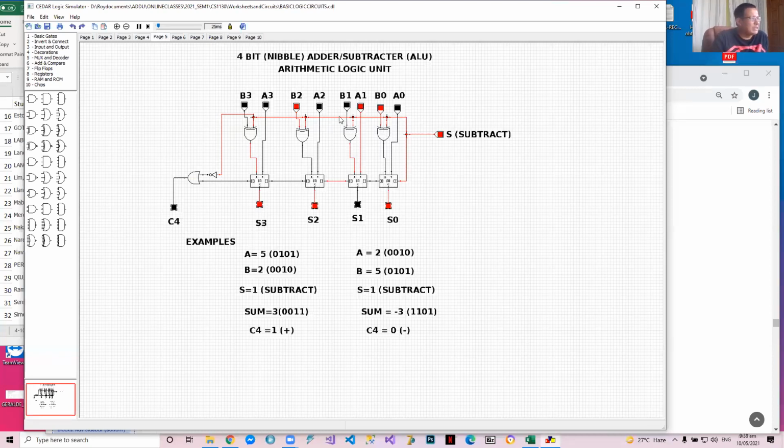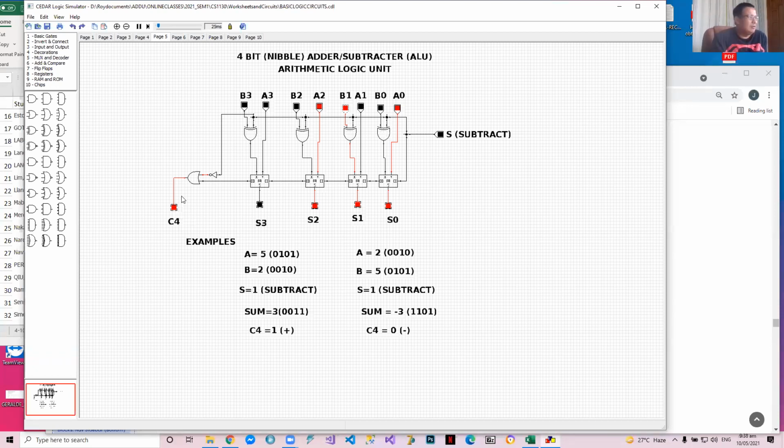So for example, this is an adder subtractor. Okay, you can add. For example, we will add 5 plus 2. Okay. A is 5. 5 is 1, 0, 1. Okay. 2 is 0, 1, 0. Okay. We add them. Okay. So 5 plus 2 is 7, 1, 1, 1. And you take note that the last carry is a red, so it's a positive.